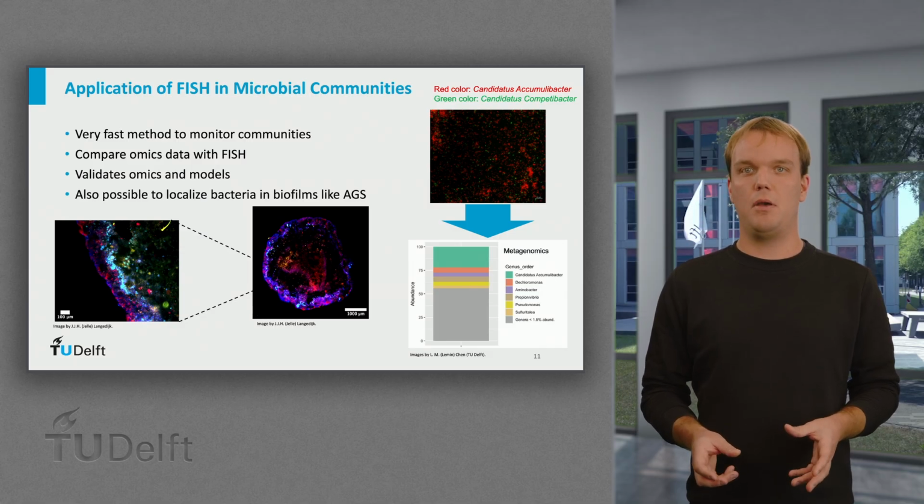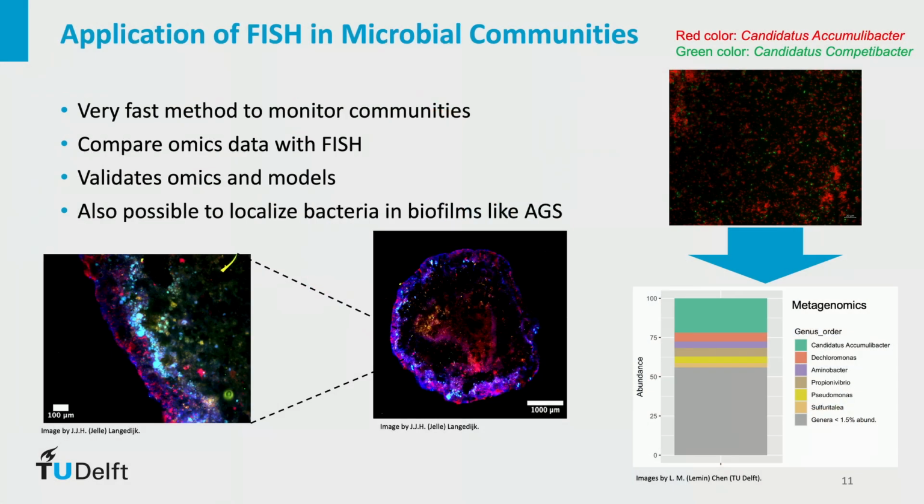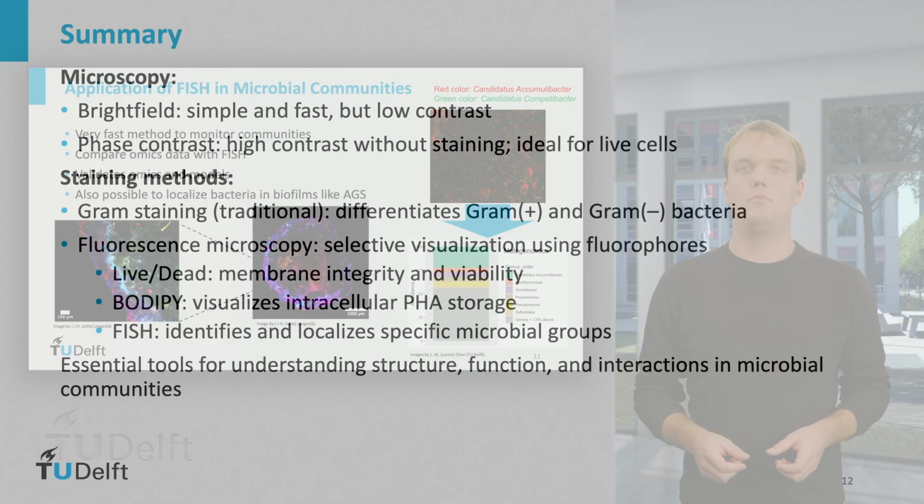Recently, we developed a method to apply FISH to thin sections of AGS. This allows us to localize different microbial species within the biofilm structure. The image in the middle shows a full granule section, while the image on the left highlights the granule edge, where it becomes clear that different species occupy distinct layers within the granule.